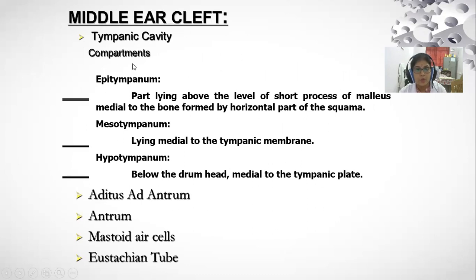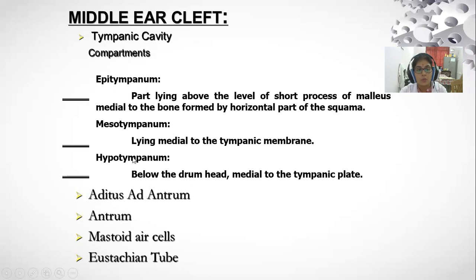Middle ear cleft. Now let us know what middle ear cleft is. You have to know the difference between middle ear cleft and middle ear proper or middle ear cavity. Middle ear cavity is also called tympanic cavity, whereas middle ear cleft includes tympanic cavity, aditus ad antrum, mastoid air cell system, along with your eustachian tube. So your tympanic cavity has epitympanum, mesotympanum, and hypotympanum.